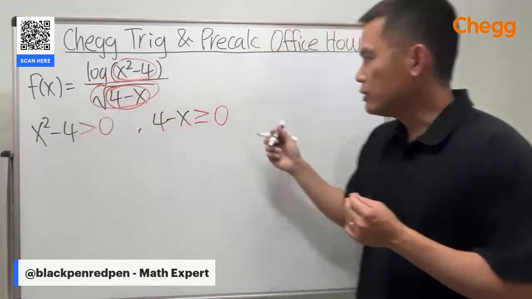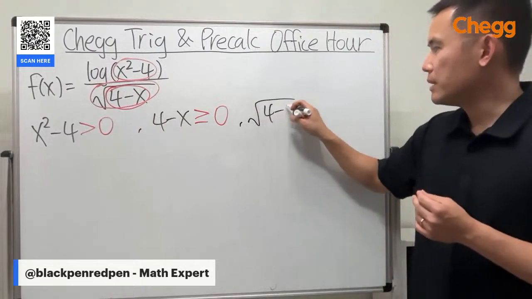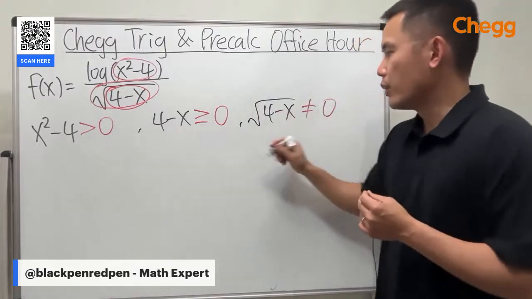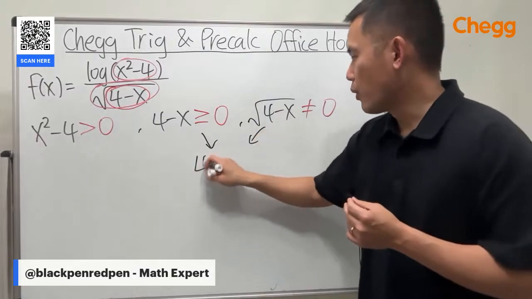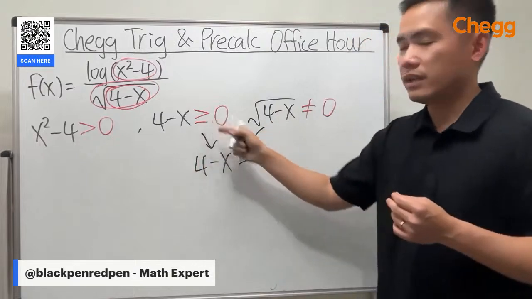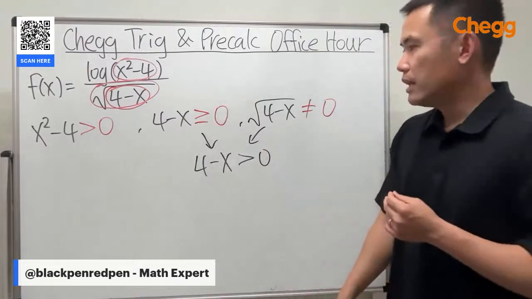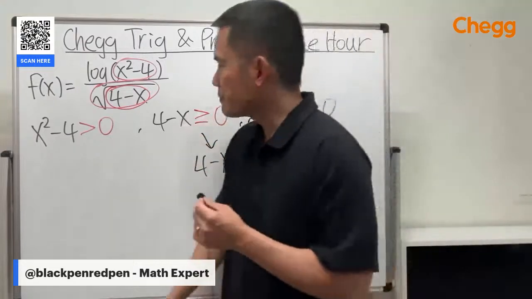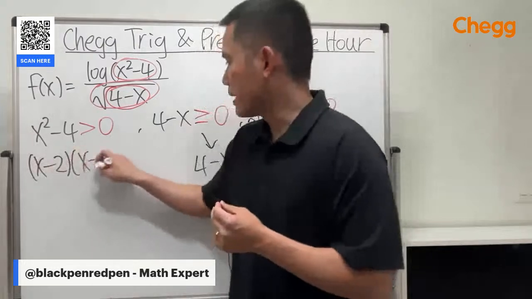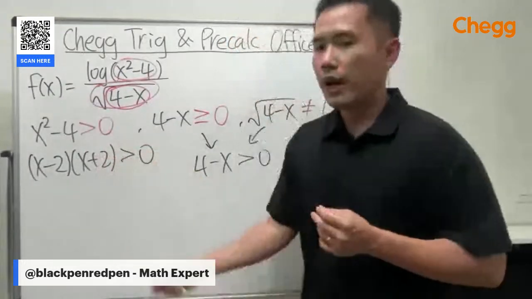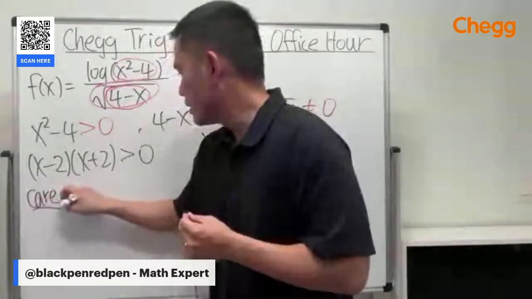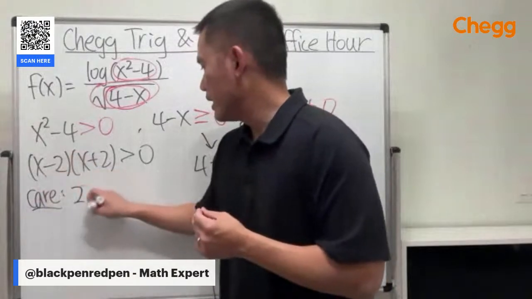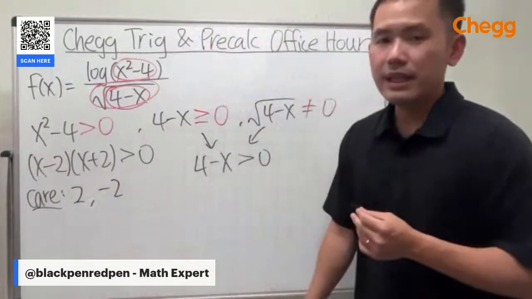But the thing is that if you look at this, the whole square root, because that's the whole denominator, this right here cannot be equal to 0. You can combine these two right away. This right here is just saying 4 minus x has to be greater than 0. You cannot have the equal sign, right? And let's just solve it real quick. Factor it, you get x minus 2, x plus 2 is greater than 0. Right here, you will care about 2 from here, and then negative 2 from here.